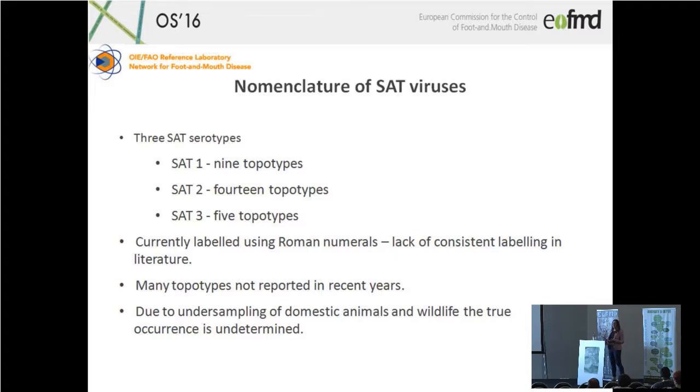A topotype is a group of closely genetically related viruses that circulates in a small geographical area. And so far, we have been naming such topotypes with Roman numerals. If you think about it, there are a large number of Roman numerals currently in use, and they are easily confused, and the confusion does happen in the literature. There are also many topotypes that have not been reported in recent years, and perhaps some that have not been discovered, due perhaps to undersampling of wildlife and domestic animals.